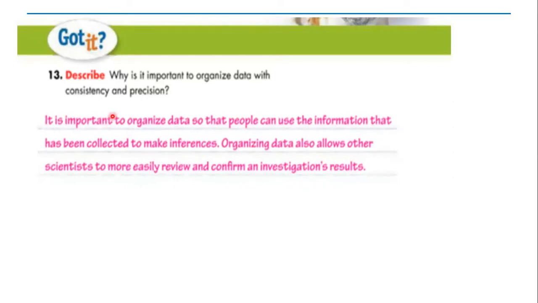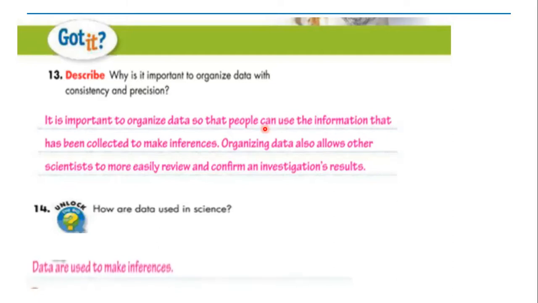So again, it is important to organize your data so that people can use the information that has been collected to make inferences, to make their observations. Organizing data also allows other scientists to more easily review and confirm investigation results. Question number 8. How are data used in science? Data are used to make inferences.